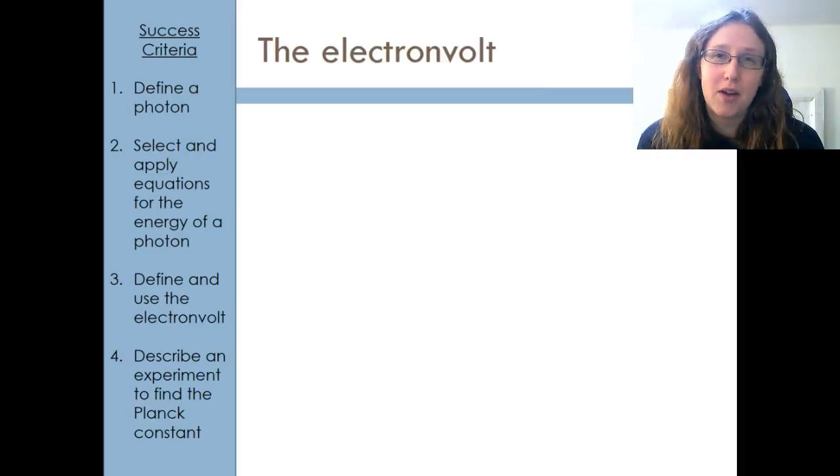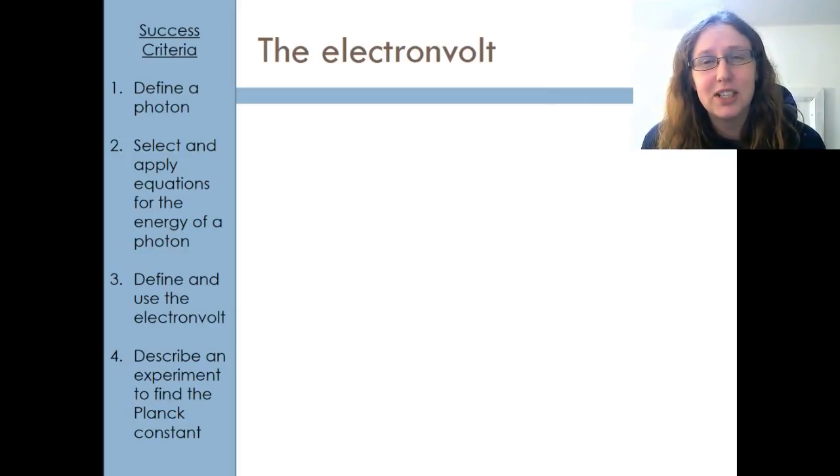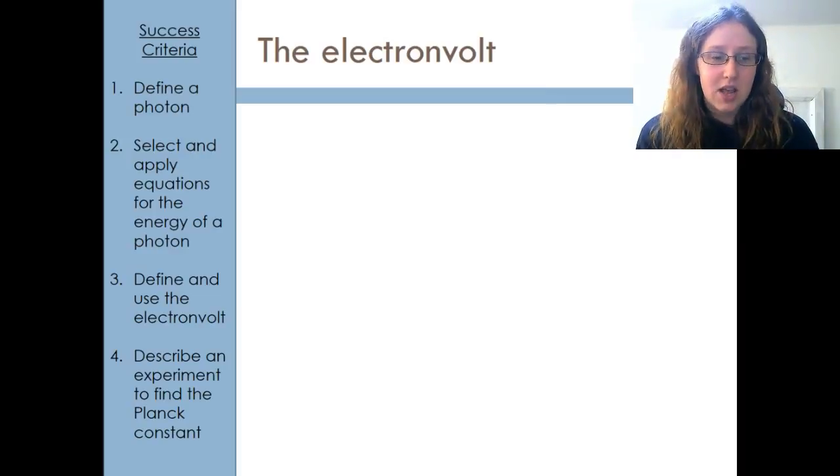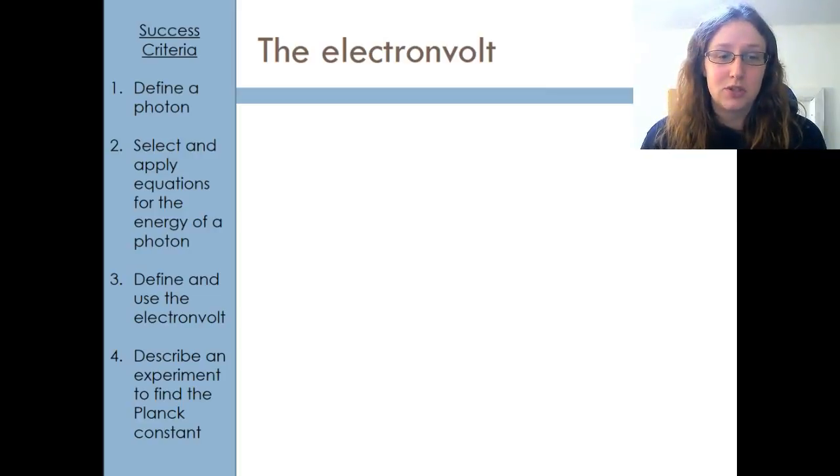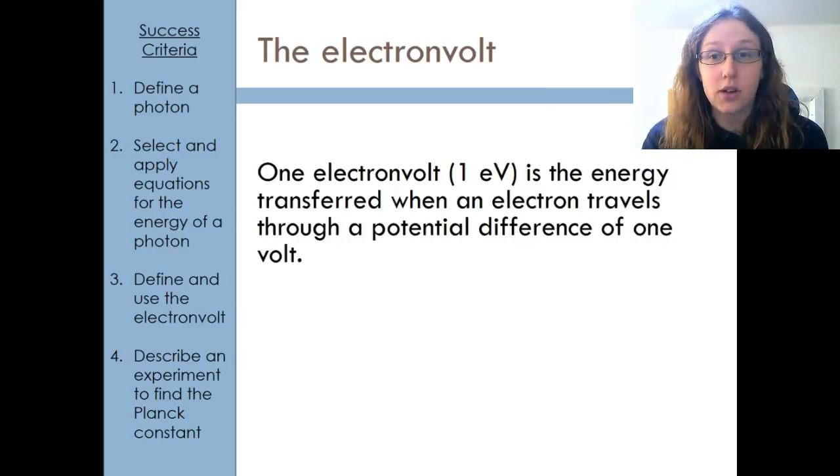Now, when we're talking about photons, we're often talking about how much energy they have, and the energy, if we do it in joules, is always going to be a really, really tiny number. So just like with electricity, when we talk about kilowatt hours as being a large amount of energy that's more useful for household electricity, we have electron volts, which is a small amount of energy, more useful when we're talking about photons and quantum effects. So the unit that we have is the electron volt.